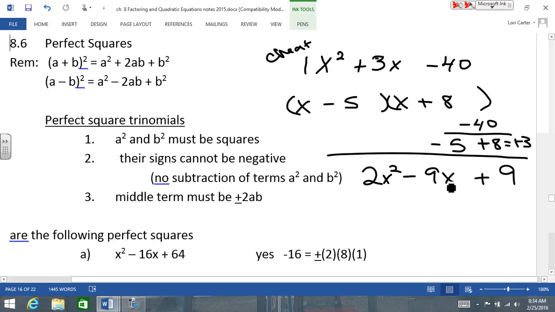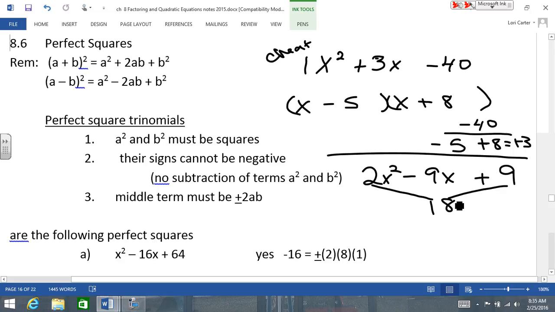Okay, why can't I cheat on that one? Because of the 2. So what is your option for this one? Funnel. This one we have to funnel. Can I funnel up here? Yes. Okay, how do I funnel? What do I get here? 18. Now I need the factors of a positive 18 that give me a negative 9.